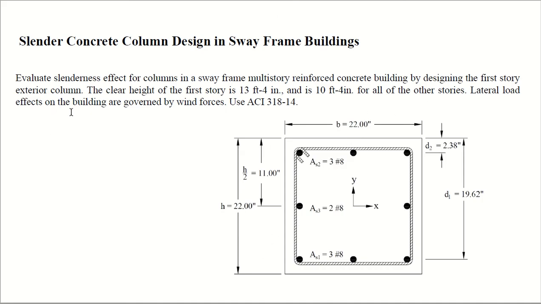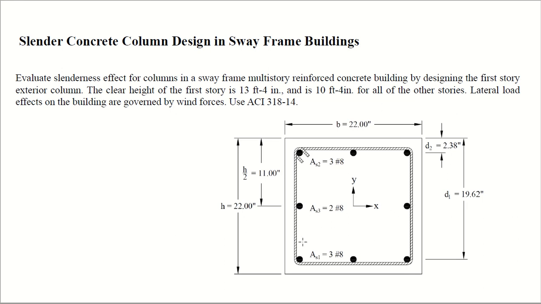Lateral load effects on the building are governed by wind forces. Use ACI 318-14. This is the cross-sectional detail of the column. The column is a square column. You can see b is equal to 22 inches, h is equal to 22 inches. Okay, h by 2 is 11 inches. That is the depth of this layer, the middle layer.